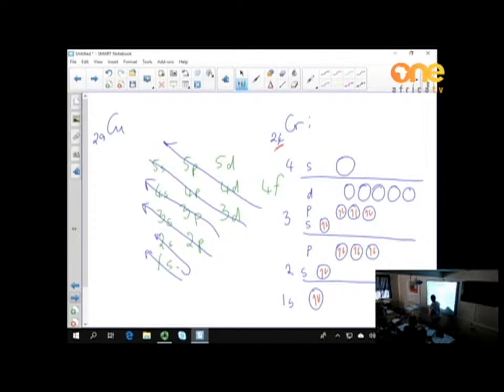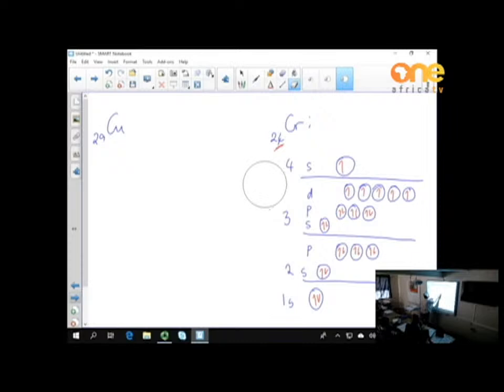No, that's where the exception comes in. Normally, it would now go up there and fill up that one. It doesn't. There must be 24. We've got 18 altogether. It goes 19, 20, 21, 22, 23, 24. That's the exception in chromium. It doesn't want to do that because it's got to do with the energies involved, so just accept it at that. Make a note of chromium when you go and learn.